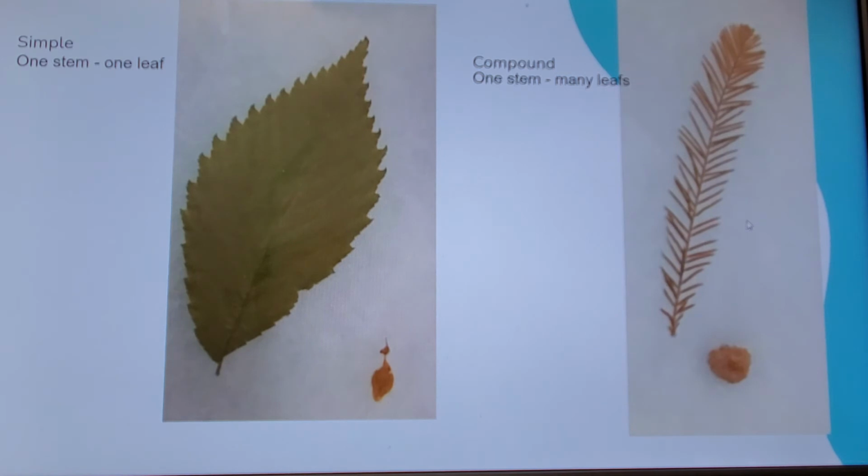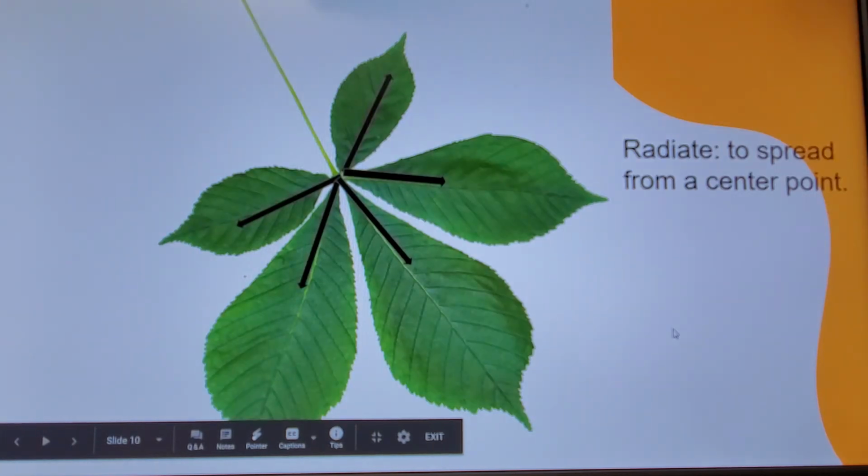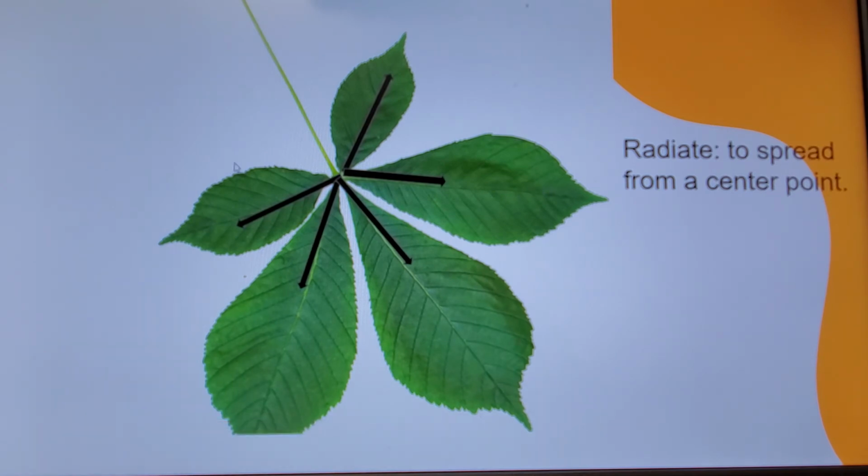Here's some real life examples of this. We have one stem, one leaf. Compound, one stem, many leaves. And these are leaves. These skinny little things are leaves. And here's an example of radiate. Again, to spread from a center point. That's the center point, and you can see all the arrows point outward. That's the word radiate.